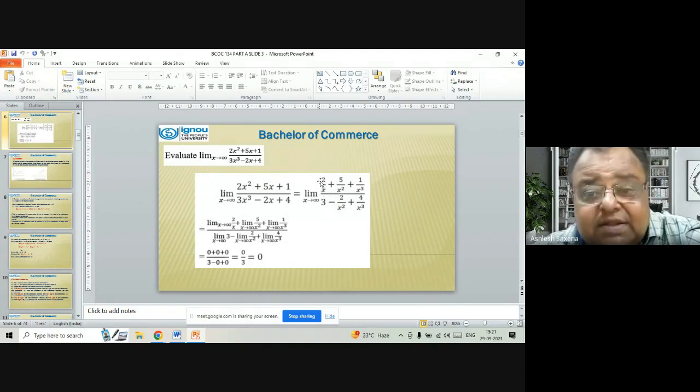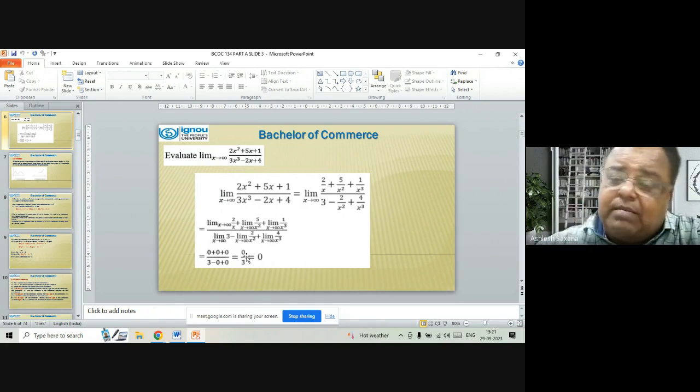In this case, 1 by x is 0, 5 by x squared is 0, 1 plus 1 by x cube is 0. That means your numerator is 0. And in the denominator, this is a constant number. That means it will remain as 3. And 1 by x squared is 0. 1 by x cube is 0. That means you are left with 0 by 3. And 0 by 3 is nothing but 0.